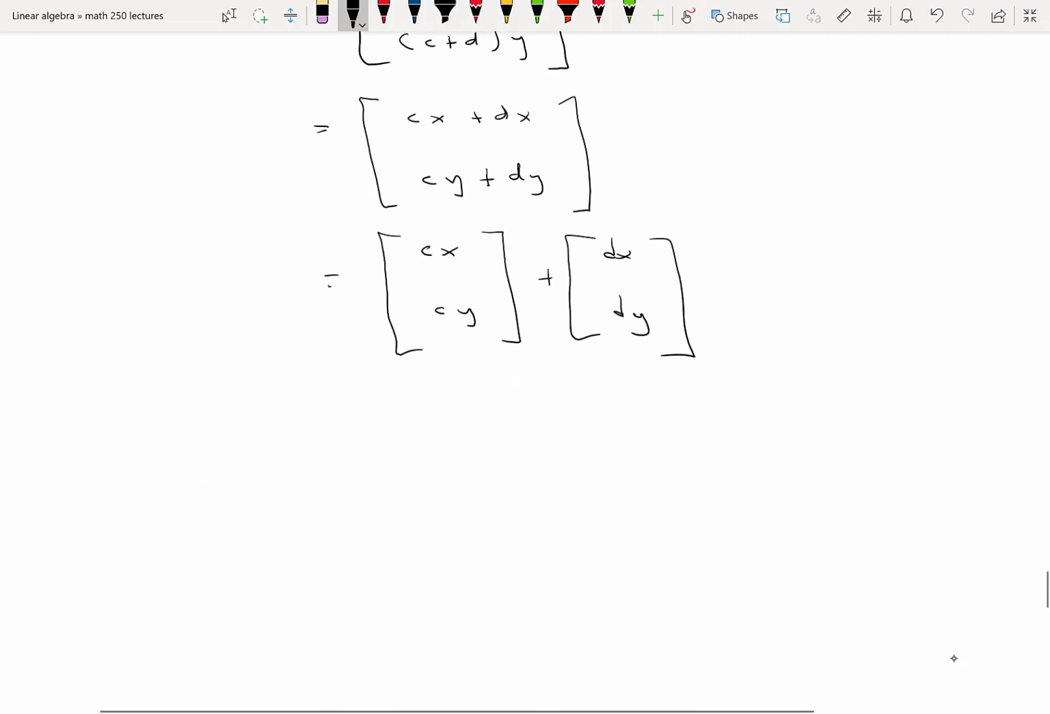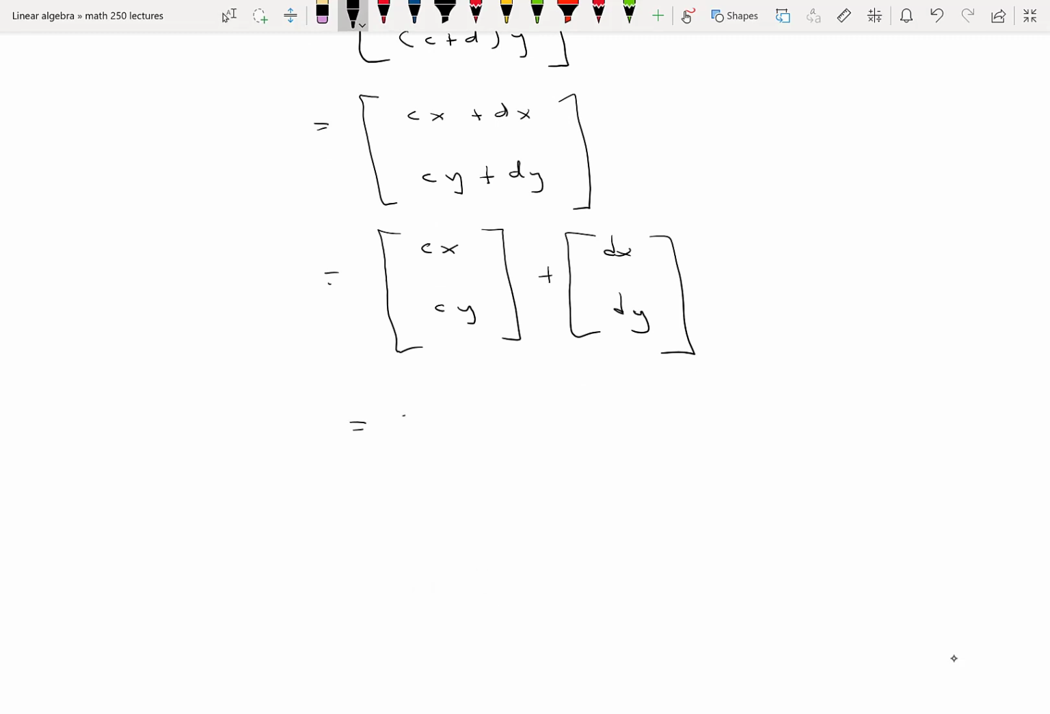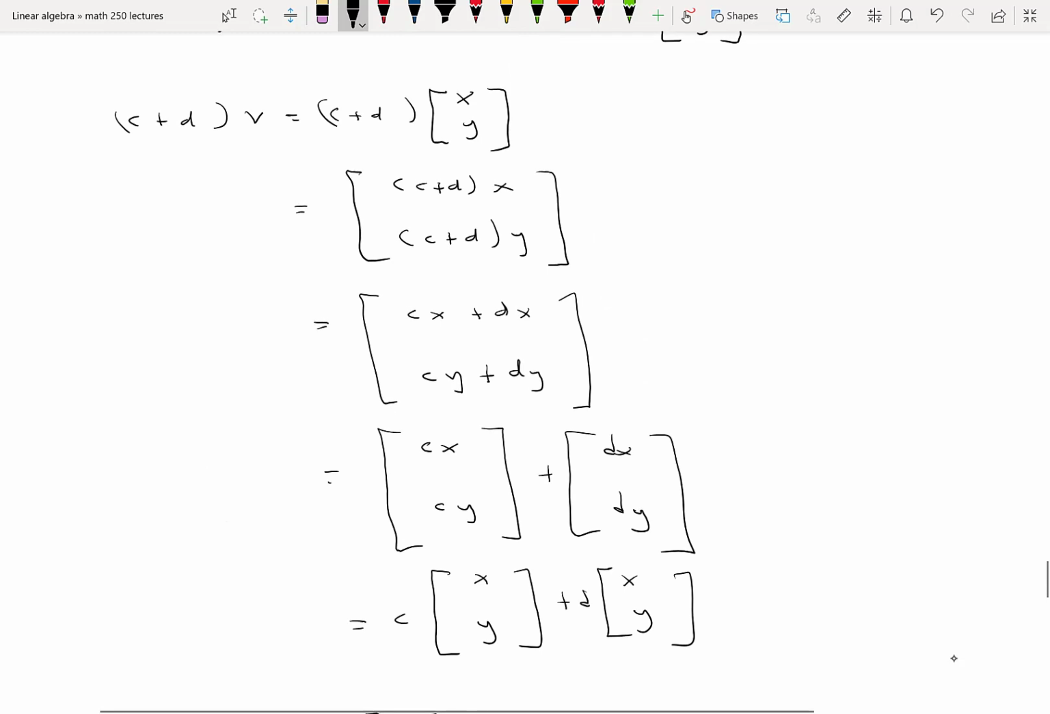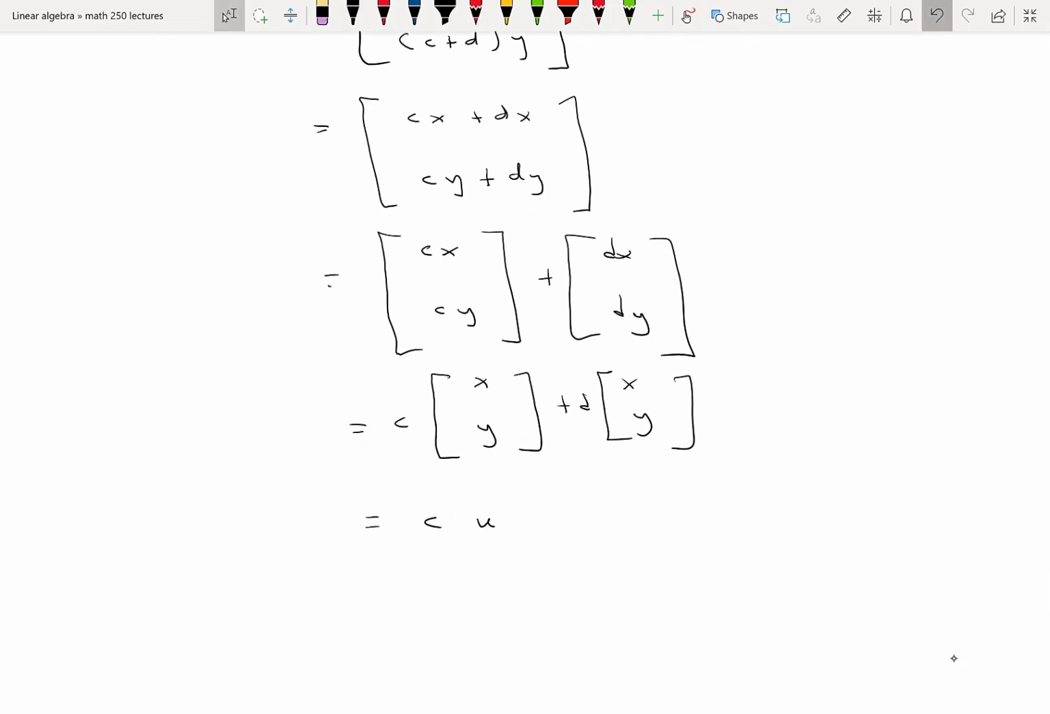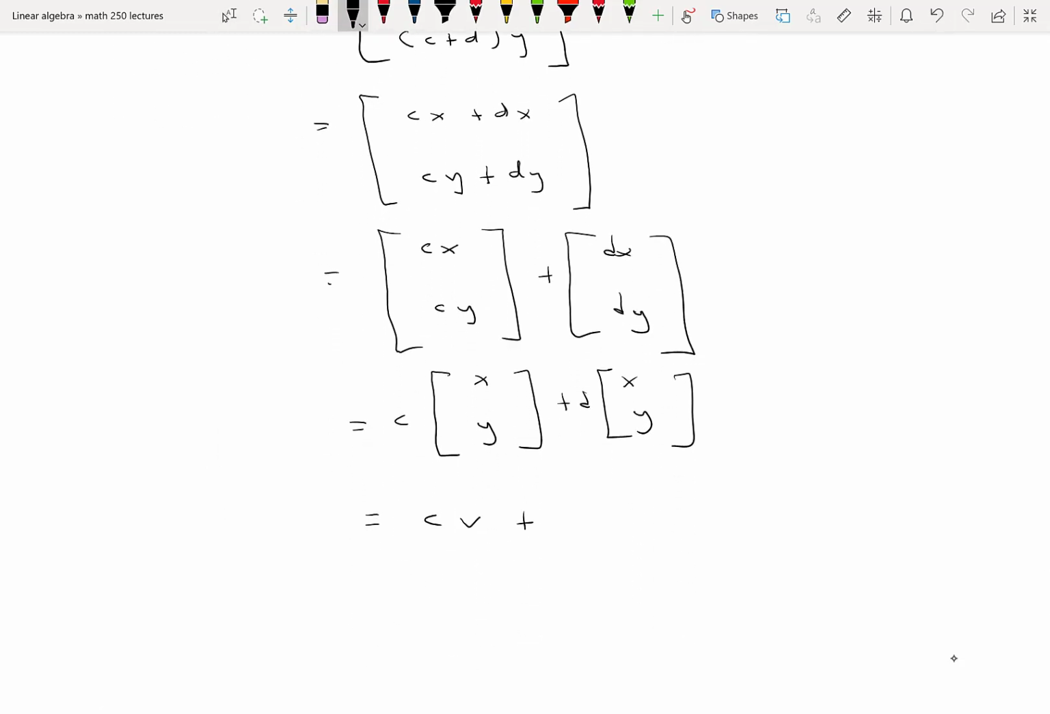I can factor out the C because this is the definition of scalar multiplication in our vector space. This is nothing more than CU. Oops, did I call it CV? CV plus DV.